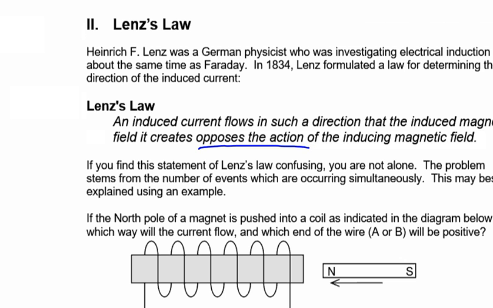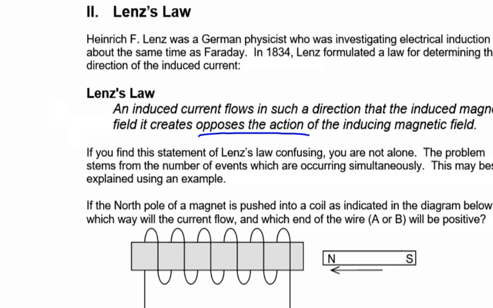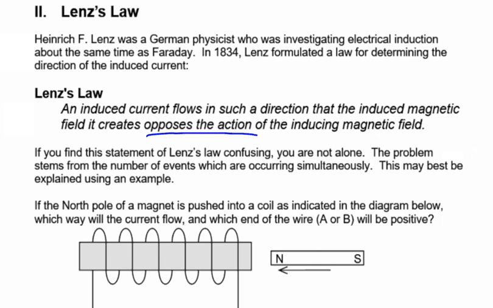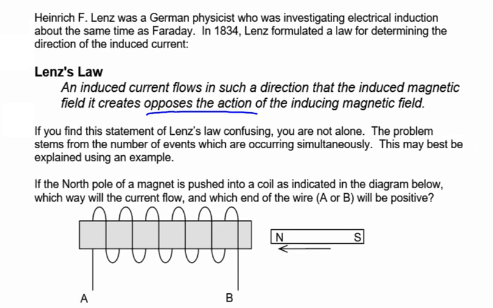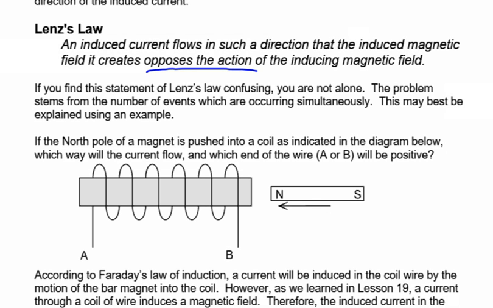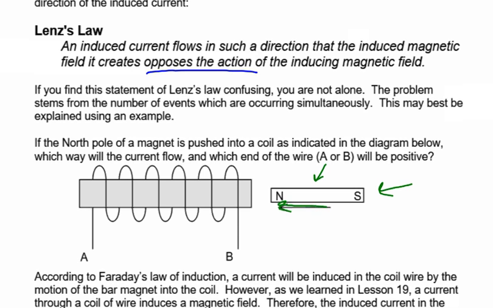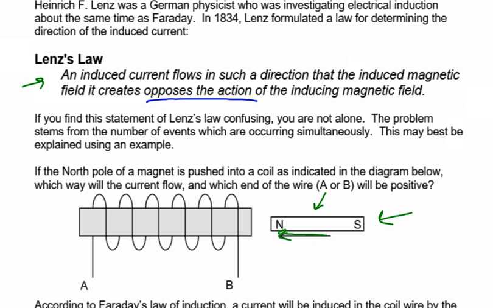Okay, so Lenz's law, this is going to be a big one. So you guys got to make sure we get the concept behind this one. So the way Lenz's law is going to work is, I'm just going to go down a little bit first. It's really going to be based on this type of situation that we have here. So if we have a bar magnet, and this bar magnet is moving toward a solenoid, then here's the statement that Lenz said. He said, an induced current flows in such a direction that the induced magnetic field it creates opposes the action of the inducing magnetic field.